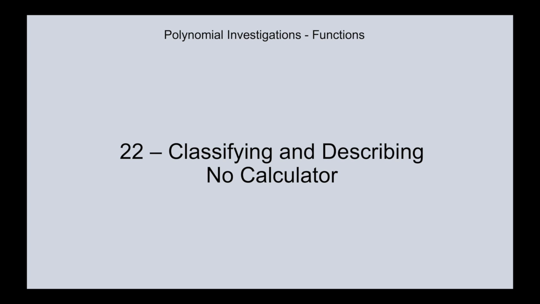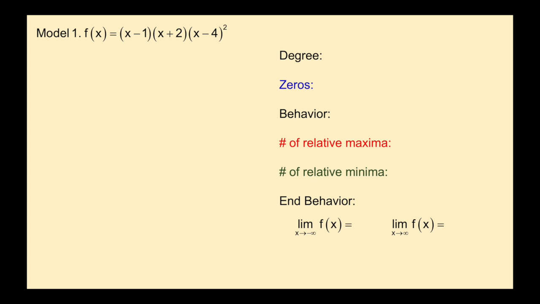In section 22, we will classify and describe the graphs of polynomial functions. Examining number 1, we're going to look at the degree, the zeros, the behavior, the number of relative maximums and minimums, and then the end behavior. When we look at the degree here, this is x to the first, so we've got a first degree, this is going to give me the second degree, and then this accounts for 2 more, so our degree on this one is going to be 4.